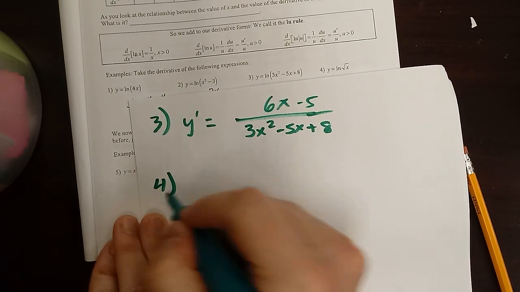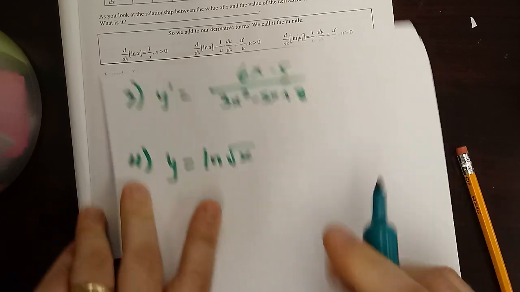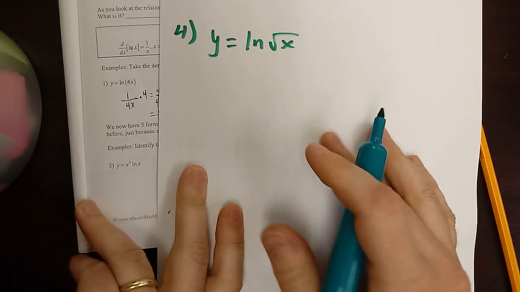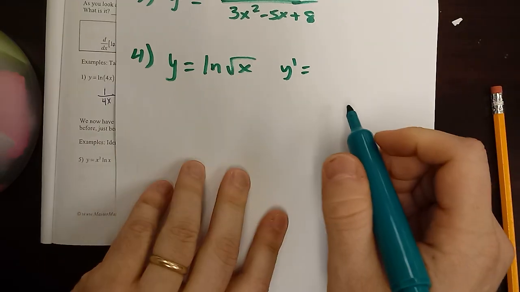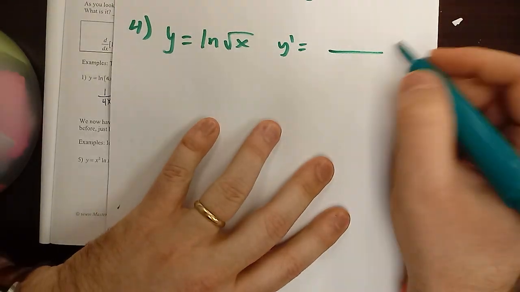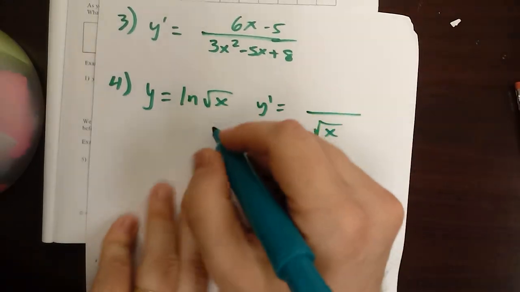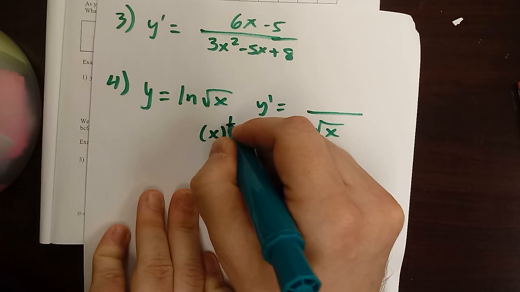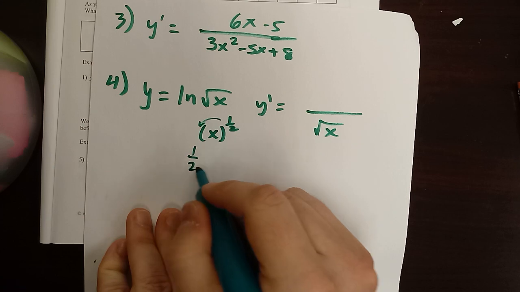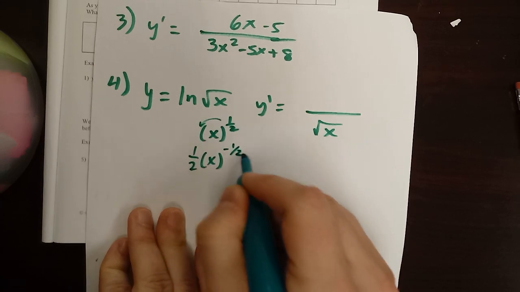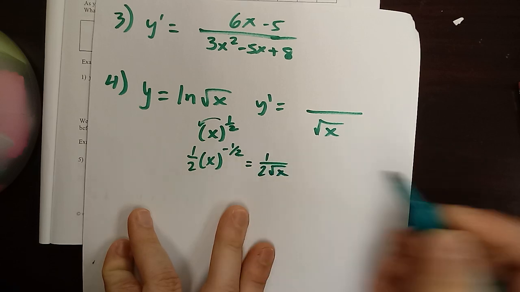Number 4, y equals ln square root of x. I don't know why I wrote the problem. So I need to be careful when I take the derivative. Square root of x is on the bottom, and on the top, remember that square root of x is x to the 1/2. So the derivative of this, the 1/2 comes out front, there's an x inside, it goes to the negative 1/2 power. So I can rewrite this as 1 over 2 root x.